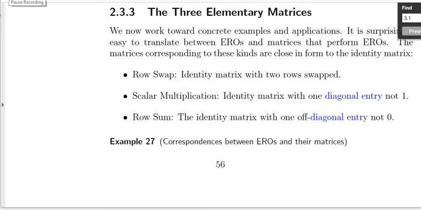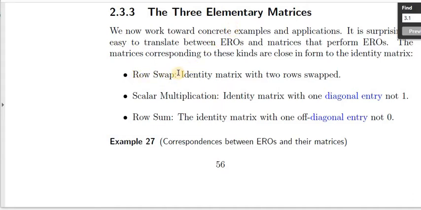All right, we've been talking about how elementary row operations correspond to matrices, and that to effect an elementary row operation on a matrix corresponds to multiplication by a matrix. Now let's talk about this correspondence between elementary row operations and matrices. In fact, the matrices that correspond to elementary row operations have a very simple form.